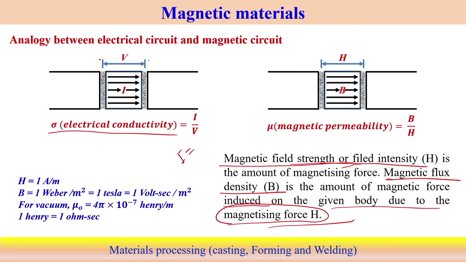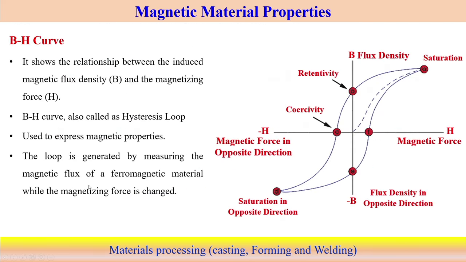Here H has the unit of ampere per meter, and B is in Weber per meter square, equivalent to 1 Tesla, which equals 1 volt second per meter square. Similarly, for vacuum, the magnetic permeability is 4 pi times 10 to the minus 7 Henry per meter, where 1 Henry equals 1 ohm second. These are the relations between the different parameters associated with magnetism.